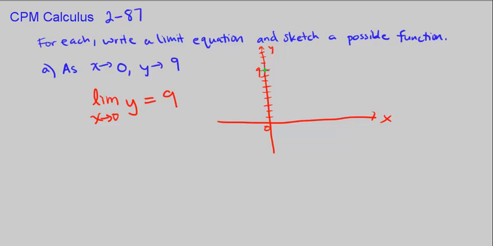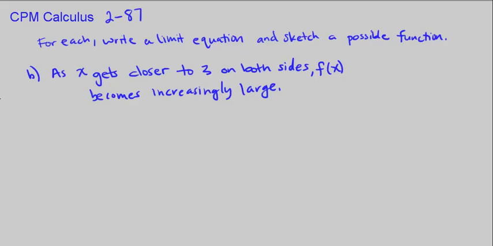So our graph can look like this, and anything on the left, as long as at x equals 0 we're approaching 9, we're good. This is an example sketch, and this is the limit equation: the limit as x approaches 0 of y equals 9. Okay, so let's look at part B.